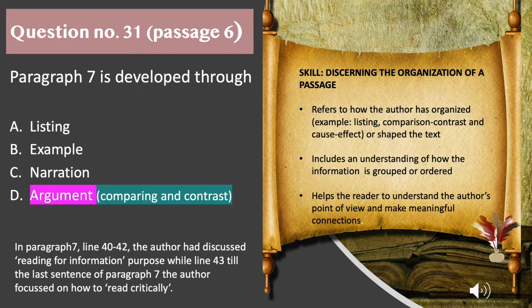For question number 31, paragraph 7 is developed through A. Listing, B. Examples, C. Narrations and D. Arguments, which is comparing and contrast. In paragraph 7, line 40 to 42, the author had discussed reading for information purpose, while from line 43 till the last sentence of paragraph 7, the author had focused on how to read critically.